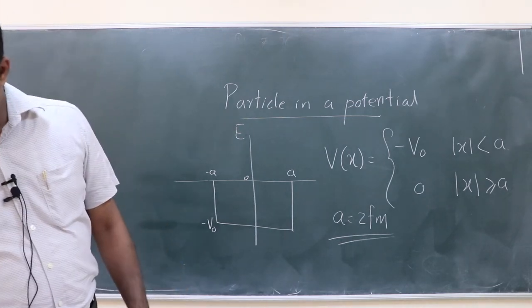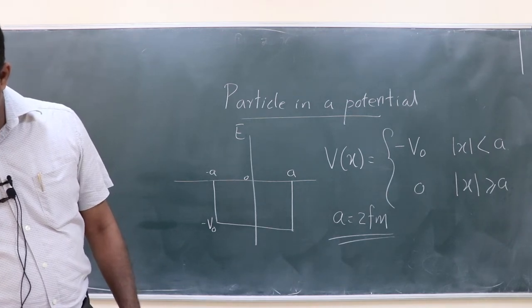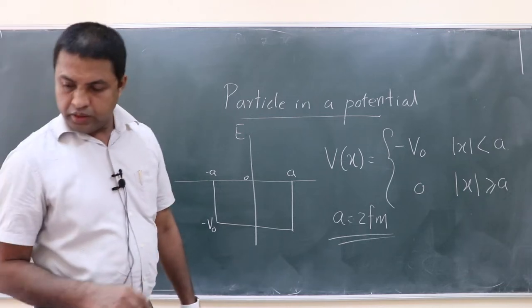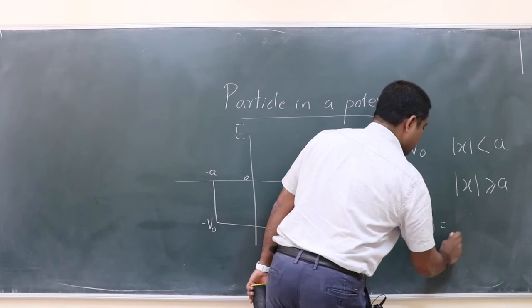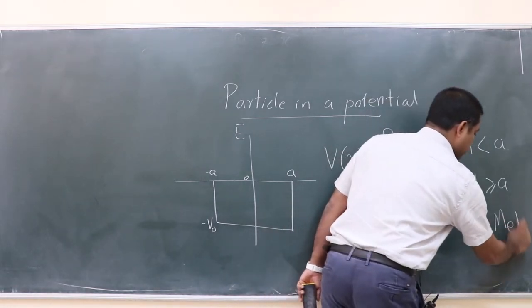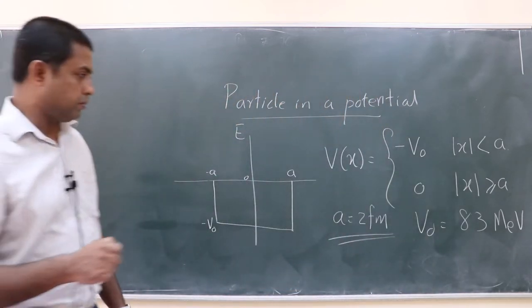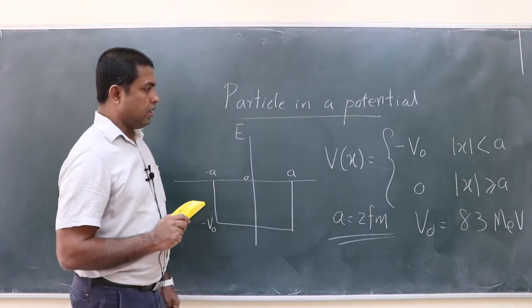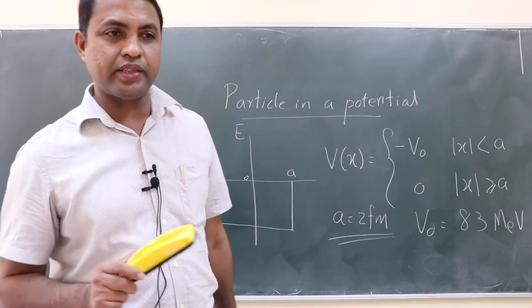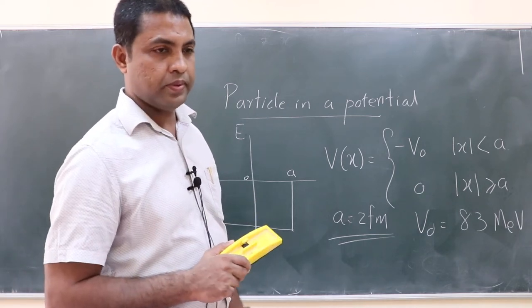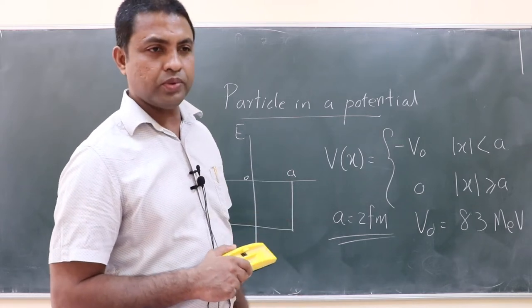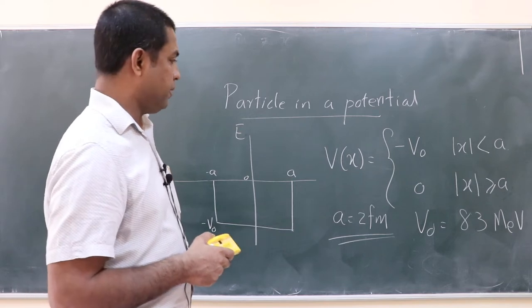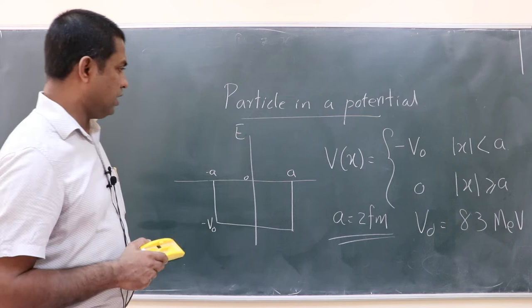And what else you have to do is, V0, you take it as 83 mega electron volt. Okay. These are all some realistic numbers. So now you want to solve this problem quantum mechanically. All of you had some course on quantum mechanics, right? You must have already done this problem. So I won't get into how to solve this analytically. My intention is to do it numerically, but I'll give you a brief idea regarding this.